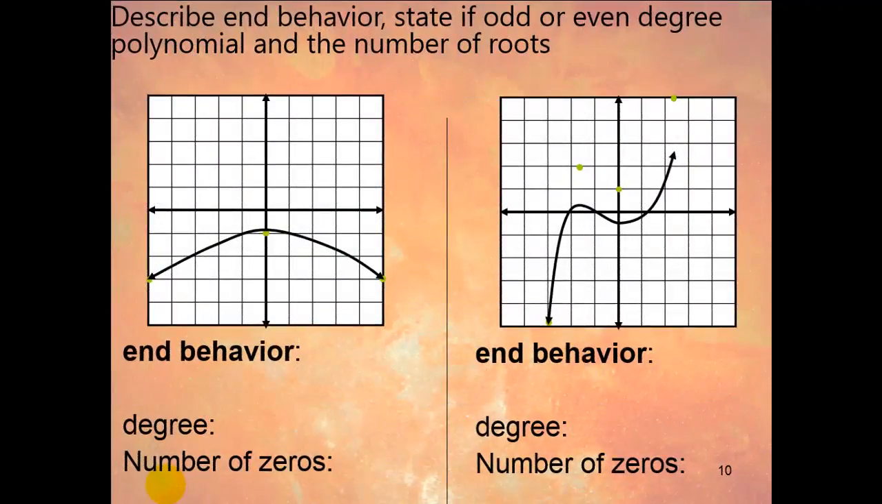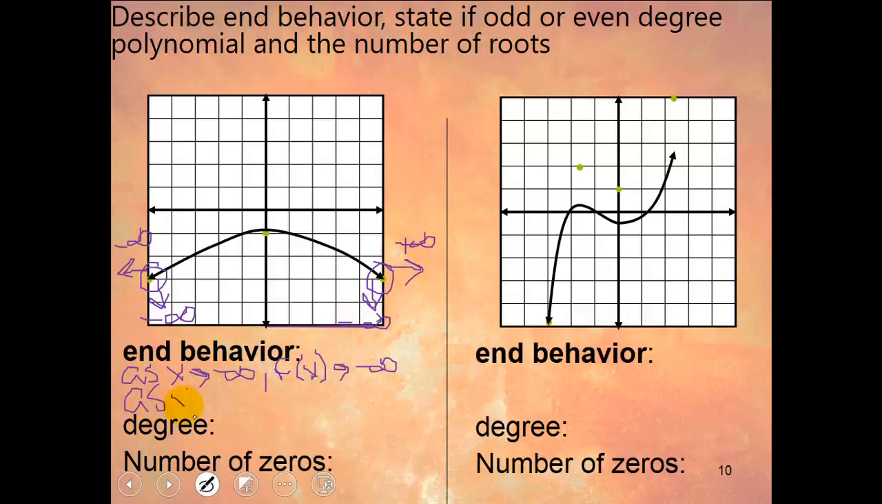All right. So describe the end behavior, state if it's even or odd degree polynomial, and then the number of roots. You don't have to estimate the roots or anything. You just have to say how many there are. So my end behaviors, okay, I'm going to look here. This is going left and down. So as x goes to negative infinity, so this is going off to negative, f of x is going to negative infinity. This arrow is going to the right, that's positive infinity, and it's going down, that's negative infinity.